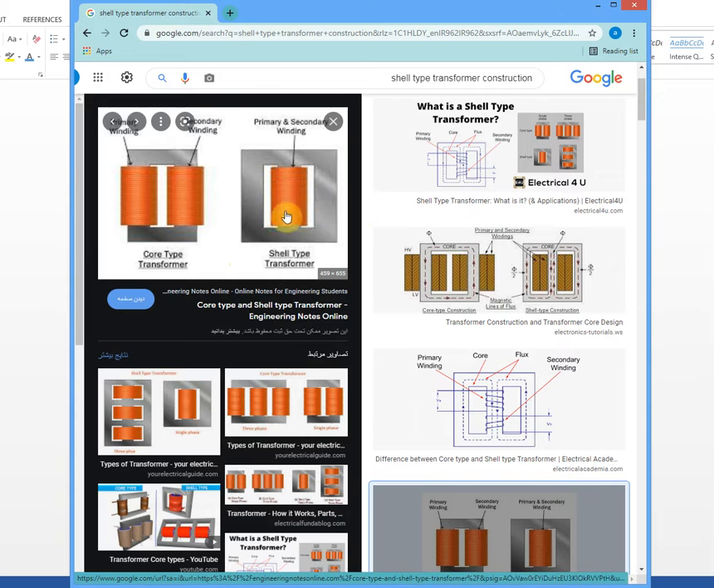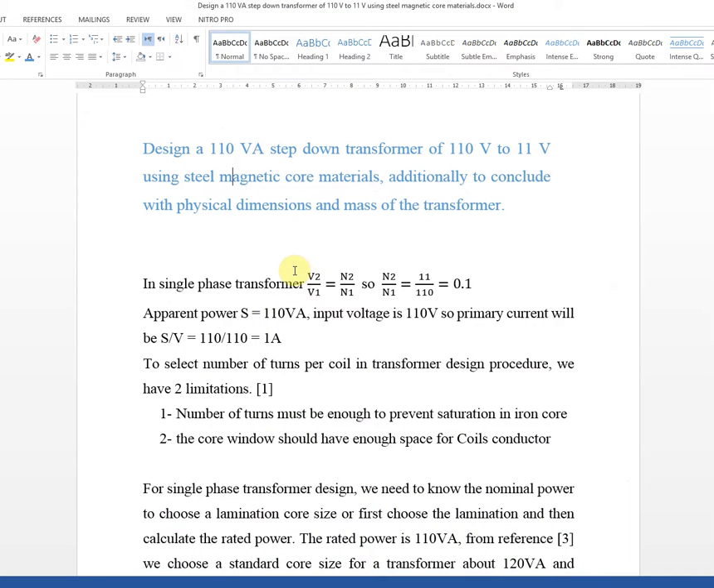It's a shell type transformer with the winding on the center leg, unlike the core type transformer. We use the shell type transformer for this coursework. The transformer ratio is 0.1, with V2 over V1. The number of turns for the secondary and primary will follow the transformer ratio.